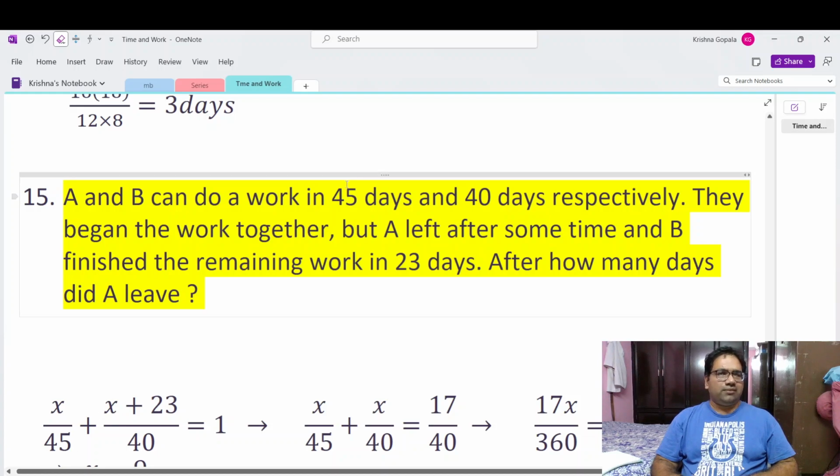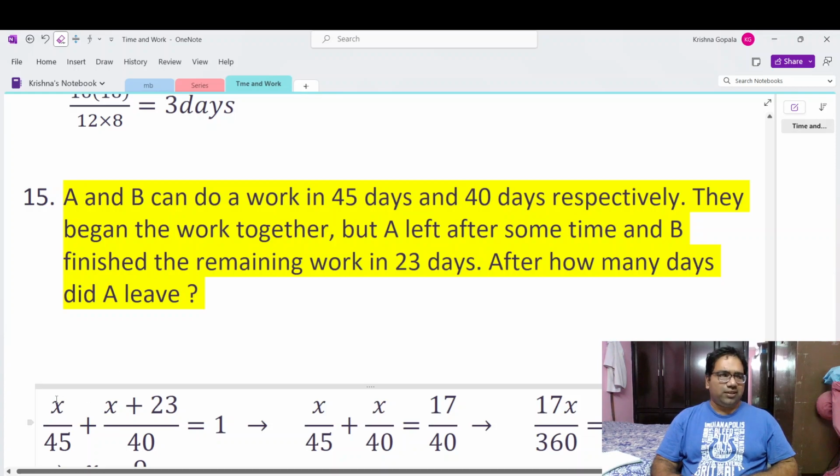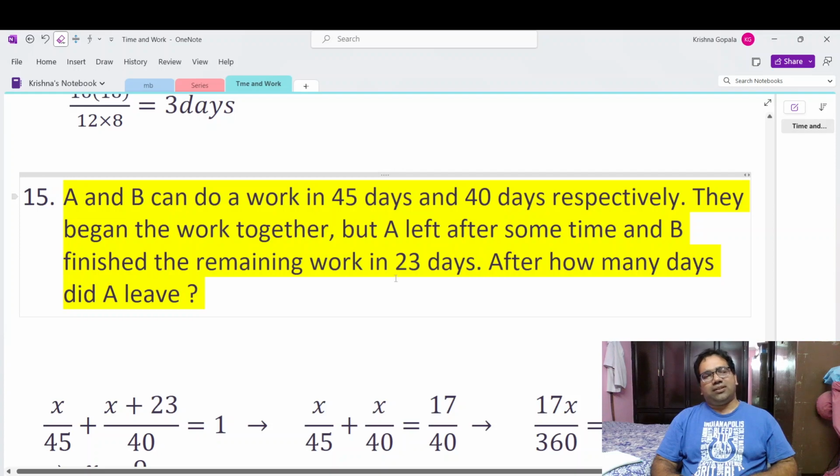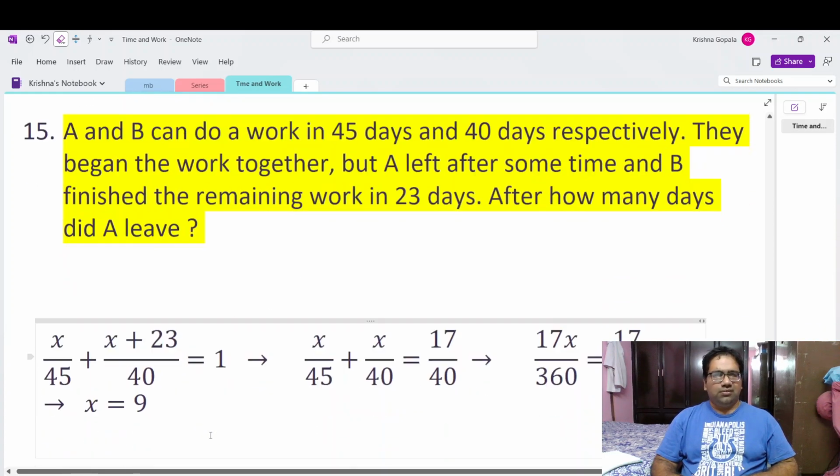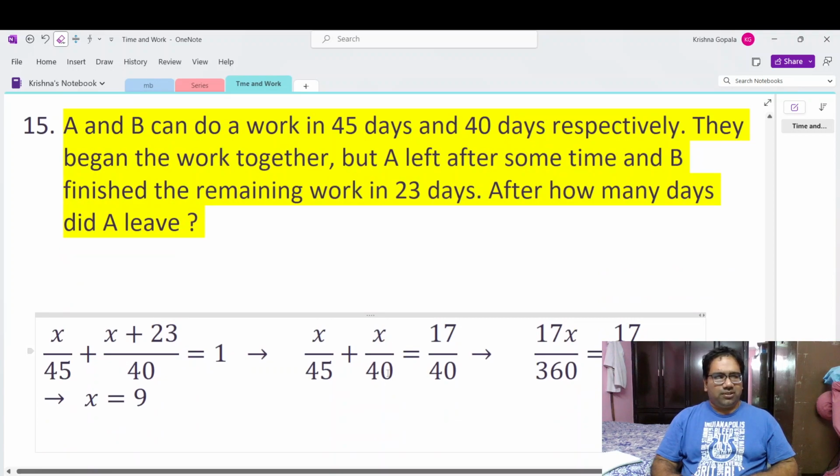X by 45. Daily 1 by 45 worth of work A is doing, and B is doing daily 1 by 40 worth of work. Okay, daily. So X days A worked, X into 1 by 45, and B worked for X plus 23 days, X plus 23 into 1 by 40. This plus this together is 1. Just X by 45 plus X by 40 should be 1 minus 23 by 40. 1 minus 23 by 40 is 17 by 40.